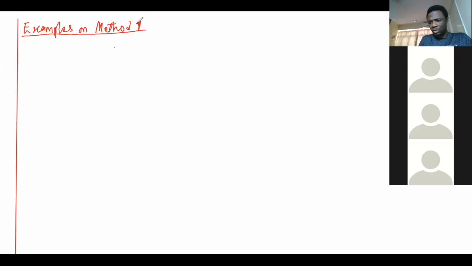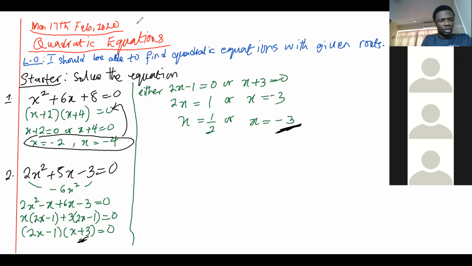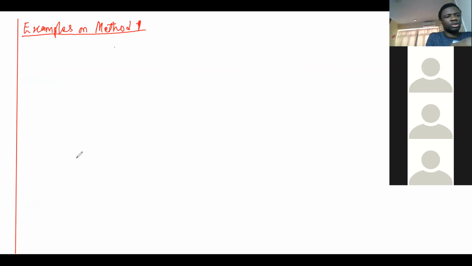So let's go back to this. Here we got -4 and -2. So I'm going to put a general instruction. The general instruction will be: find the quadratic equation. Someone is trying to join, Anika. Find the quadratic equation in x.